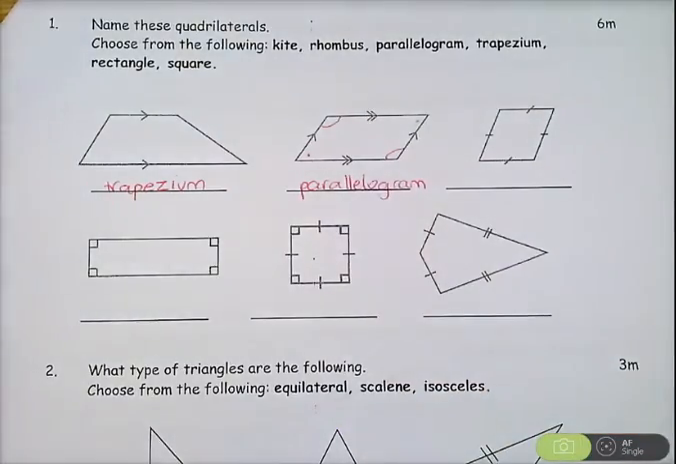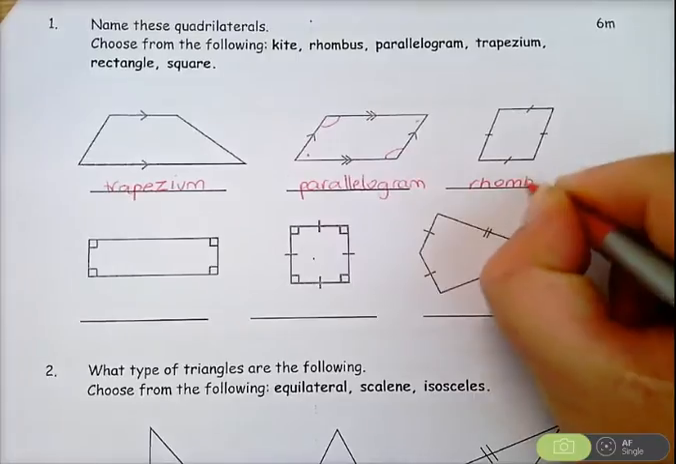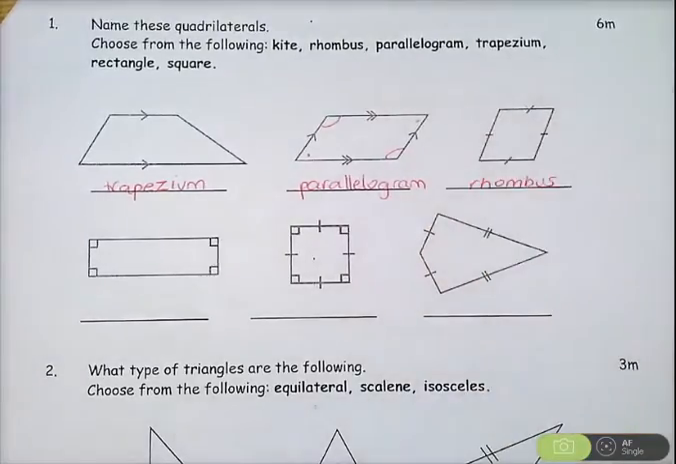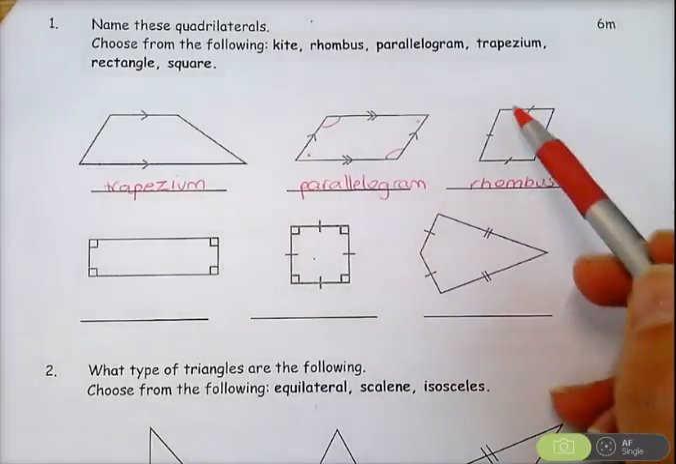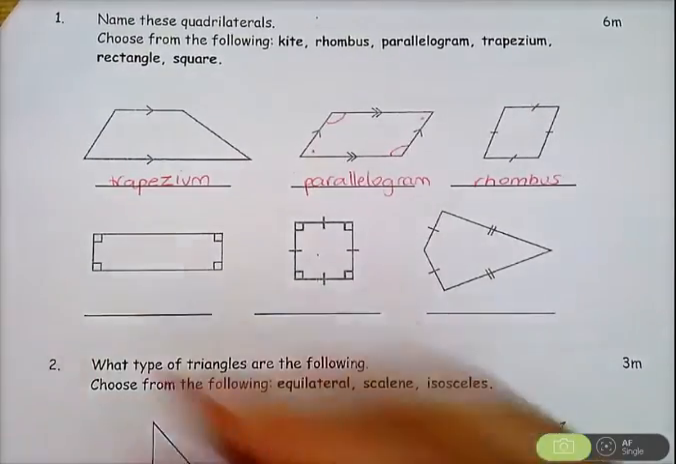Do you know what this shape is? Yeah, it's like a parallelogram, but all four sides are the same. The opposite sides are parallel, but they don't have to put that there for us to know that it's a rhombus. Okay, the next one is, yeah, that one's easy.